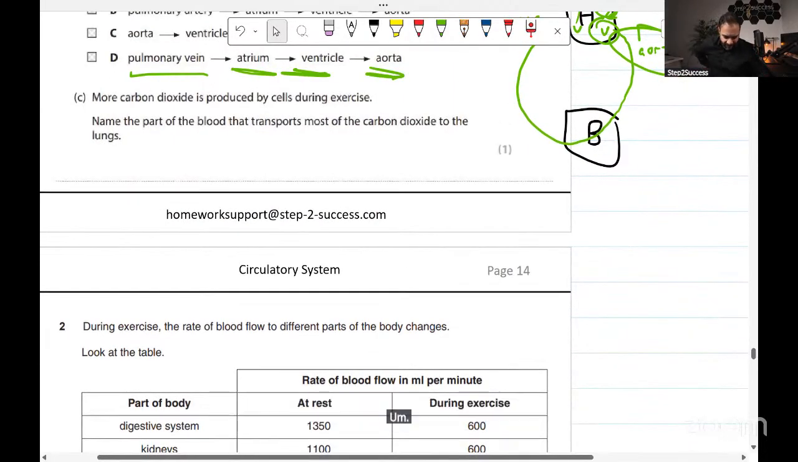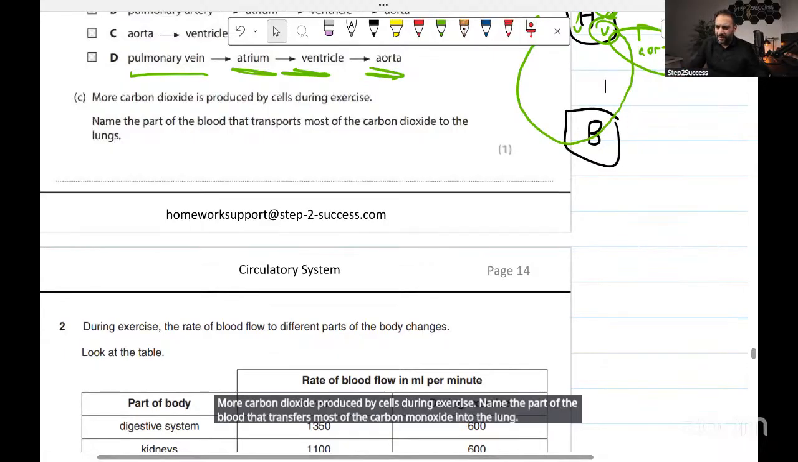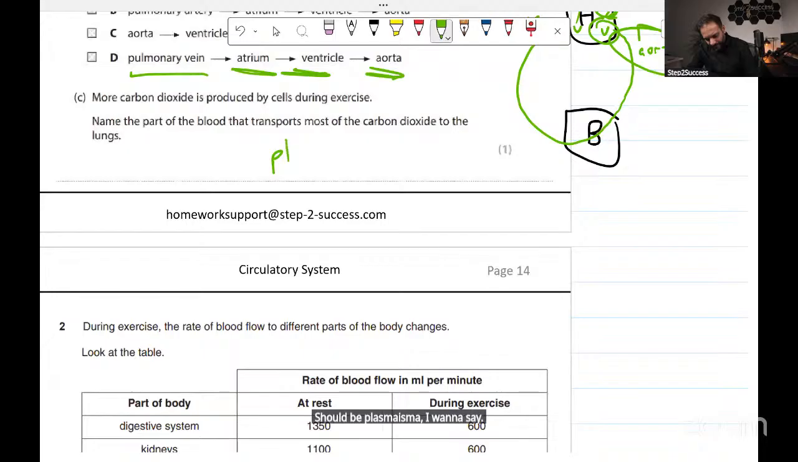More carbon dioxide is produced by cells during exercise. Name the part of the blood that transfers most of the carbon dioxide to the lung. Should be plasma, I want to say. It is plasma. Plasma carries carbon dioxide. Red blood cells carry oxygen.